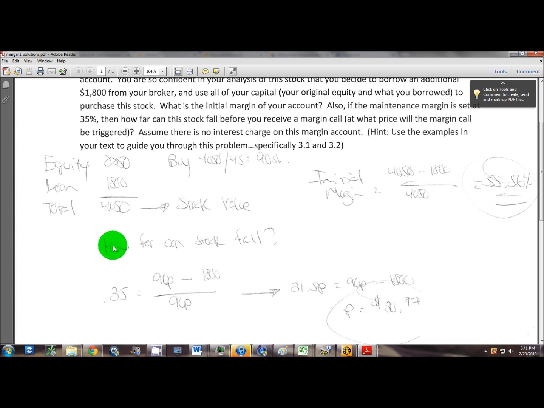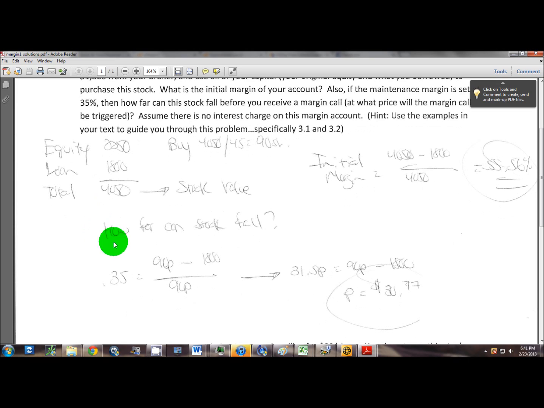Now, the second question: how far can this stock fall before you get a margin call? That's when you set the margin equation up. On the left-hand side, you insert whatever the maintenance margin is. Here it's 35%, so that's 0.35. On the right-hand side, this may look a little different, but it's actually this equation just broken down a little differently.